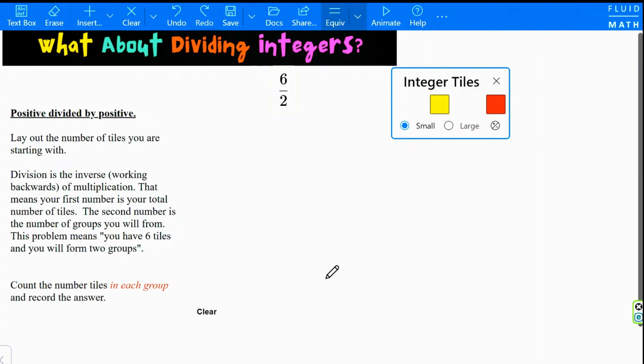When you first see the number 6 over 2, odds are you see that first as a fraction, but it also represents division. That 6 on top represents the total amount that you have, and in this case, we're going to divide it into 2. So I can represent that on my screen by adding 6 tiles.